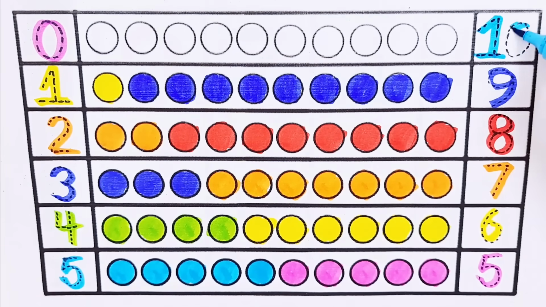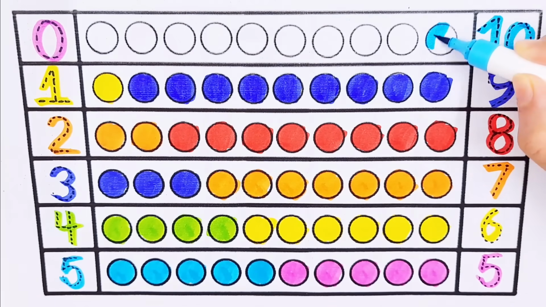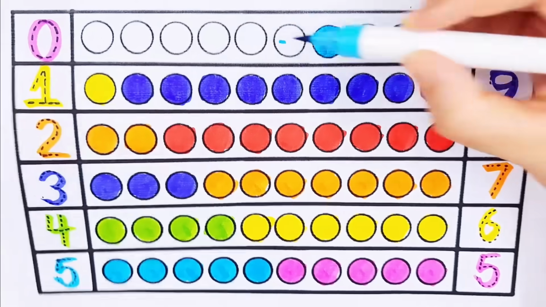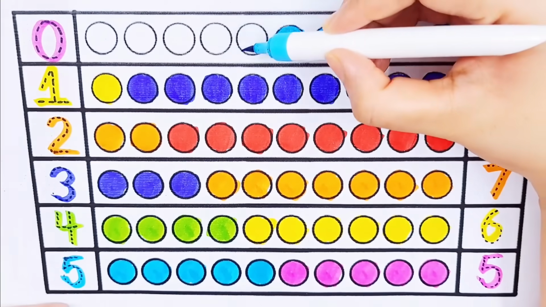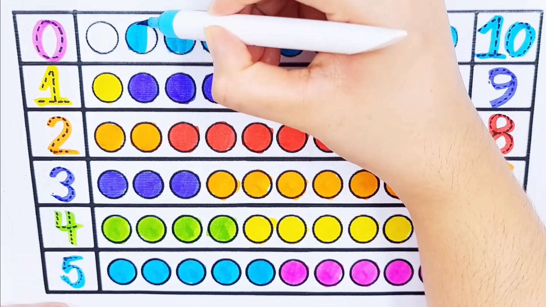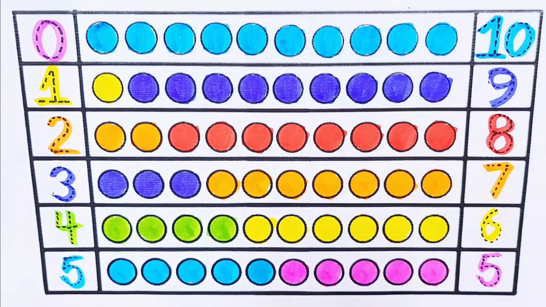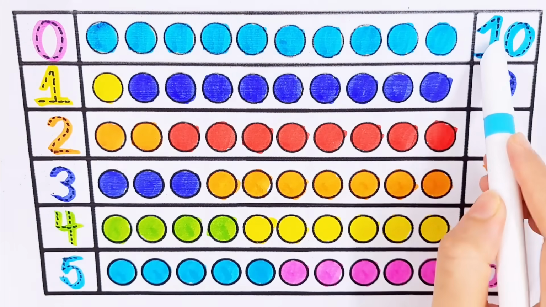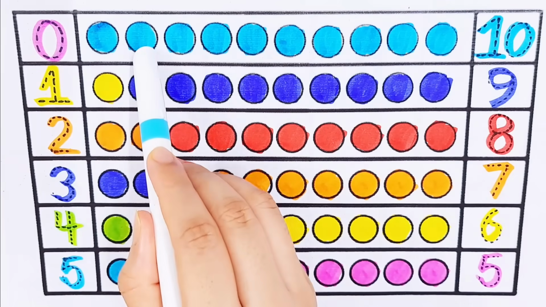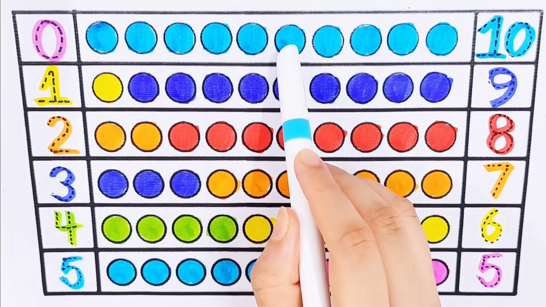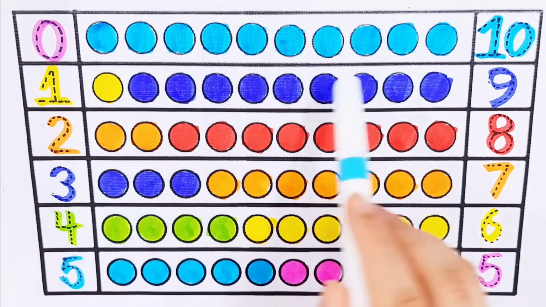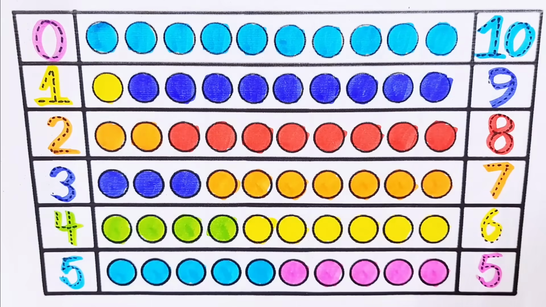Number 10. 0 plus 10 equal to 10. 1, 2, 3, 4, 5, 6, 7, 8, 9, 10. 0 plus 10 equal to 10.